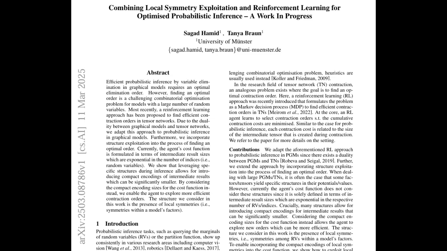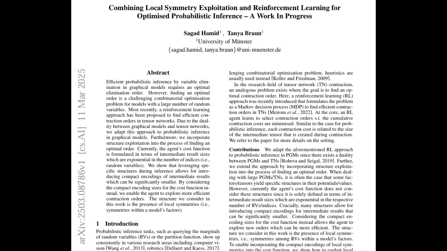So are we saying we can take this AI agent, this reinforcement learning approach, and apply it to our PGM problem? That's exactly what researchers are doing. In fact, the research we're diving into today by Sagad Hamid and Tanya Braun from the University of Münster explores exactly that. They're taking this reinforcement learning magic from tensor networks and adapting it to find better elimination orders for PGMs. Very cool. So we're using AI to help us untangle those messy probabilistic calculations. But you also mentioned something about structure exploitation. How does that fit into the picture?